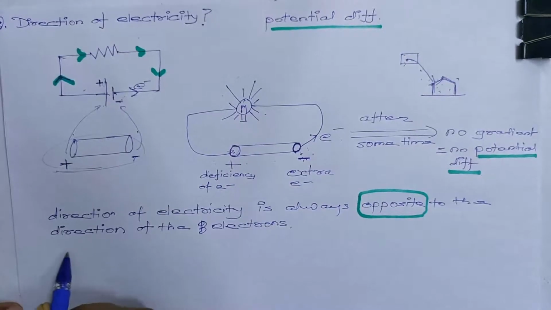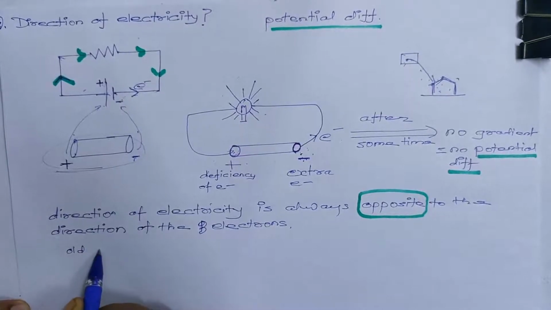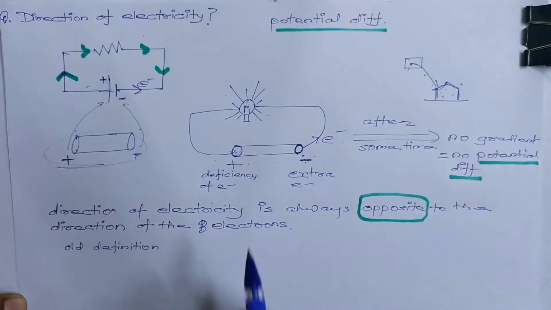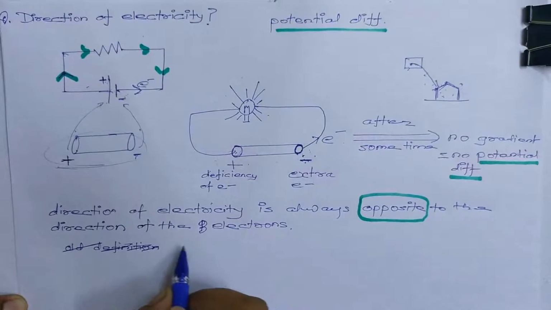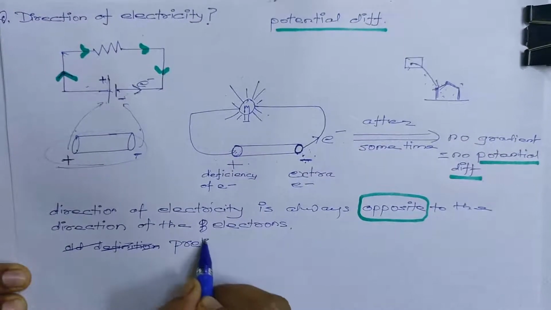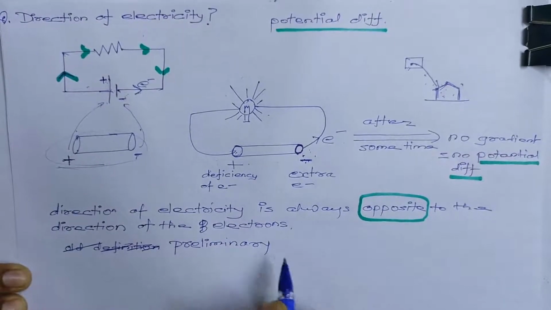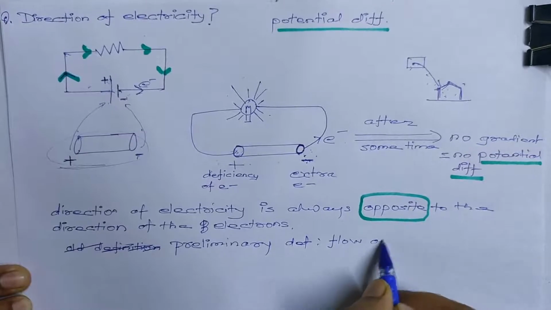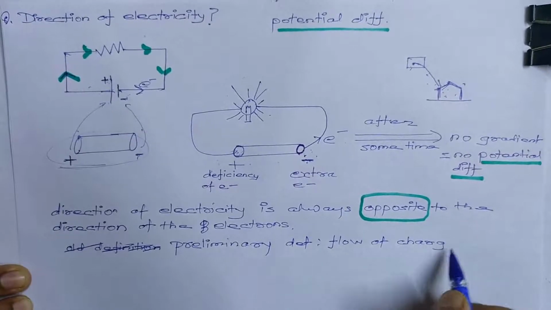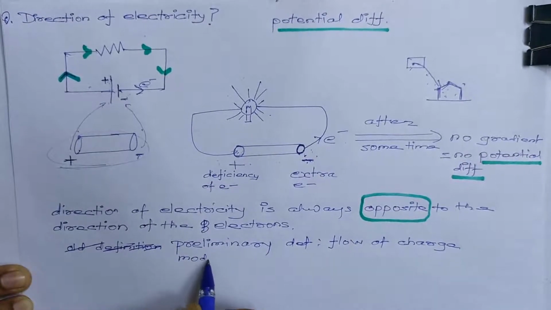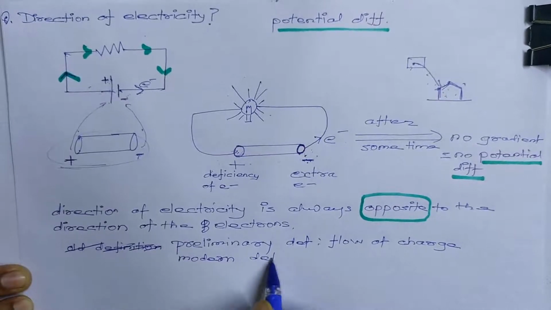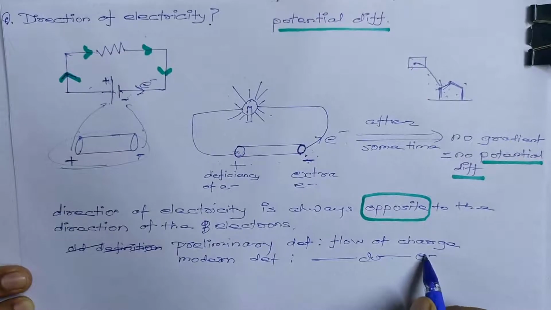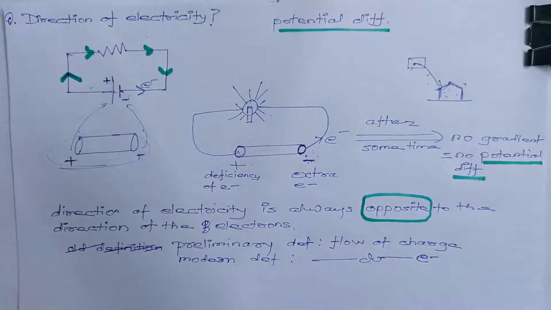So what is the old definition? I'm going to the old definition, or you can say the preliminary definition. The preliminary definition says electricity is caused due to the flow of charge. This is something we have already discussed in our videos. And what is the modern definition? The modern definition says electricity is caused due to the flow of electrons. See, this is the same. Let me write it: electricity is caused due to the flow of electrons.